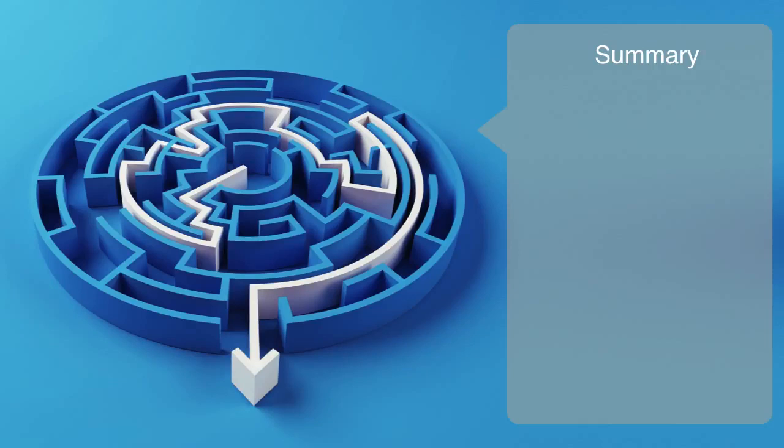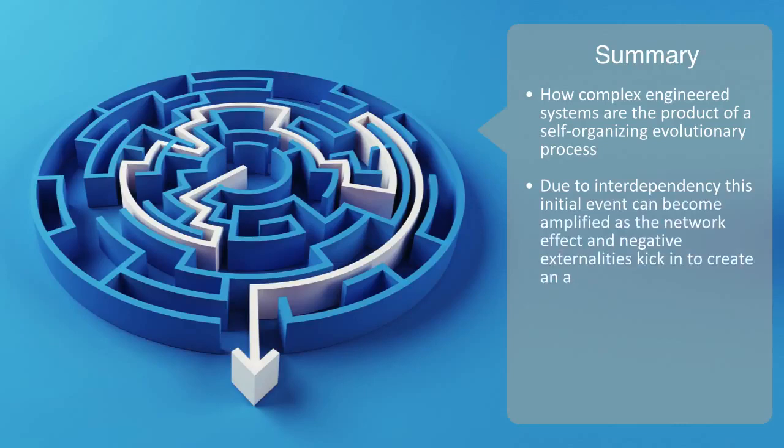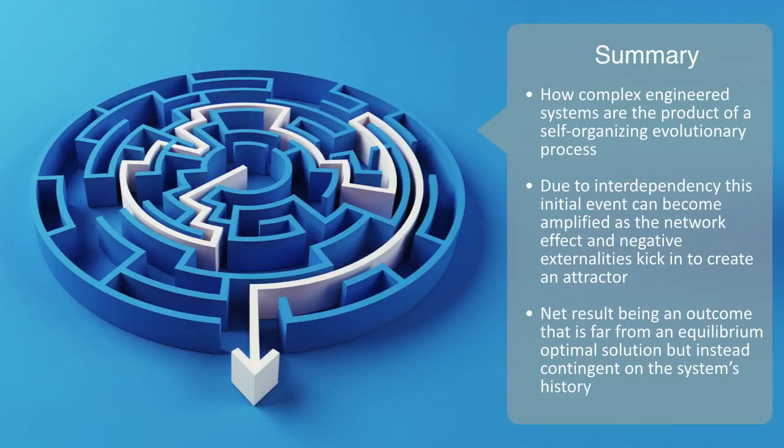In this module, we've been talking about path dependency as we looked at how complex engineered systems are the product of a self-organizing evolutionary process. That this process may involve sensitivity to some relatively arbitrary initial condition, but due to their highly interconnected and interdependent nature, this initial event can become amplified as the network effect and negative externalities kick in to create an attractor, with the technology becoming a default standard and the emergence of inertia. The net result of all of this being an outcome that is far from an equilibrium, optimal solution, but instead contingent on the system's history, what we call path dependency.